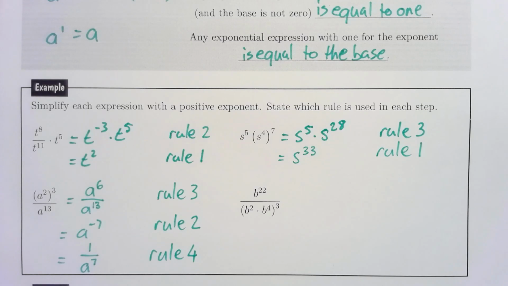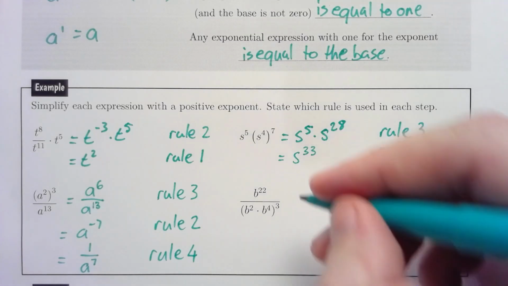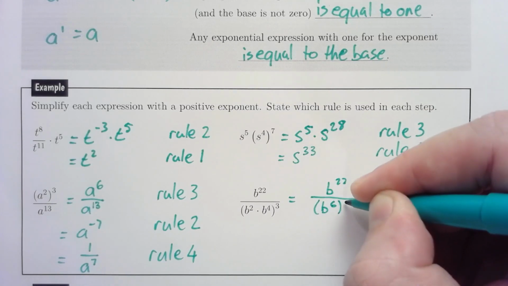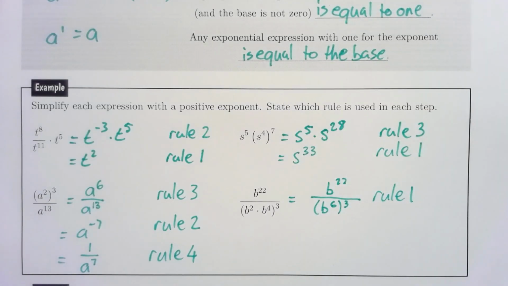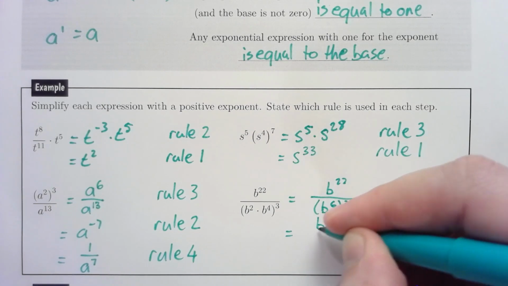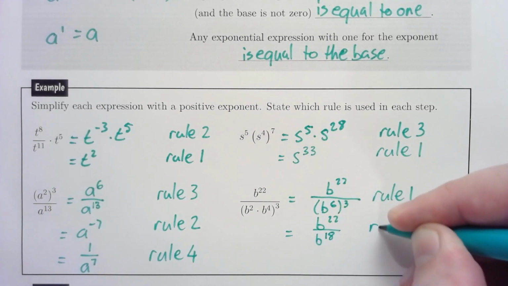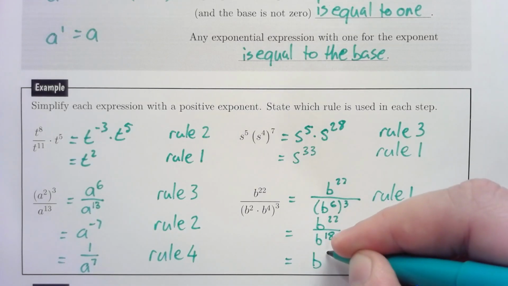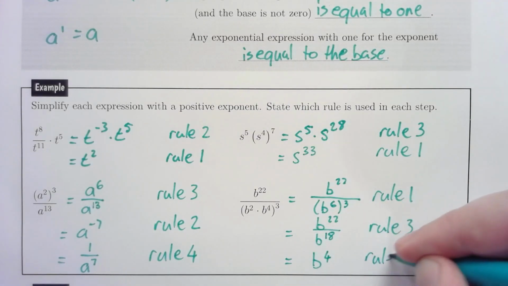If we have b to the power of 2 times b to the power of 4, rule 1 lets us write that as b to the power of 6. If that's then raised to the power of 3, rule 3 lets us write that as b to the power of 18. And if that is being divided by b to the power of 22, rule 2 lets us write that as b to the power of 4.